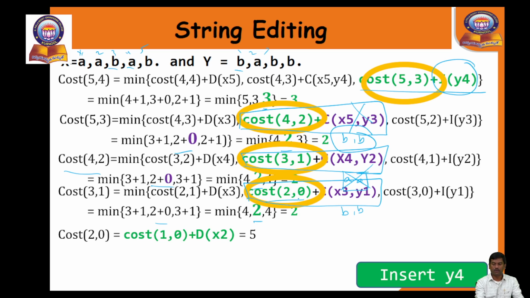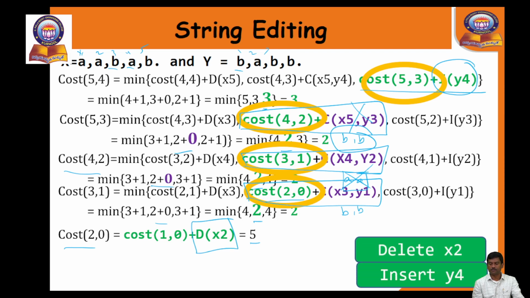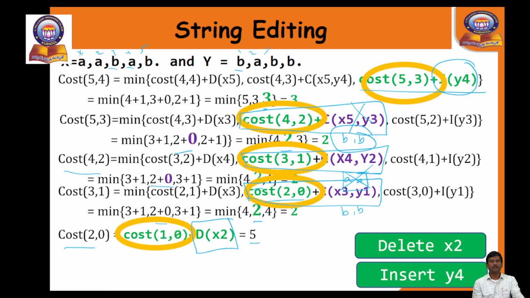And look into the cost of 2 comma 0 and find what is the minimum. So the minimum is equal to 5. There is only one part. So you have to perform delete of x2. The next edit operation that has been taken is delete of x2. And similarly, observe the cost of 1 comma 0, how it has been computed.